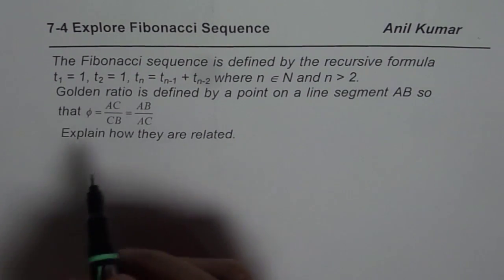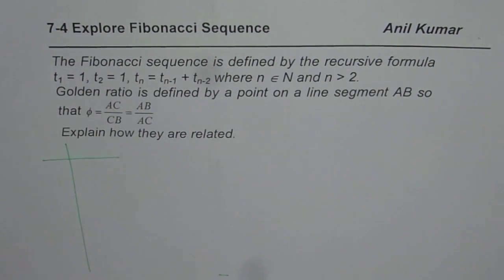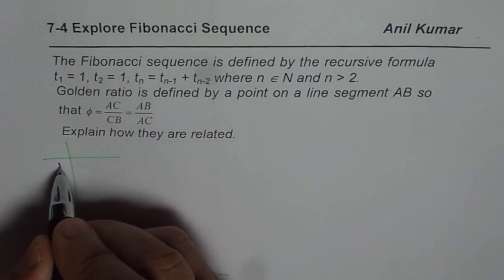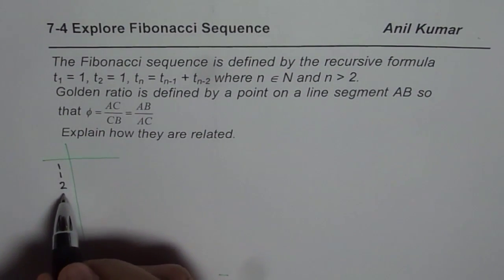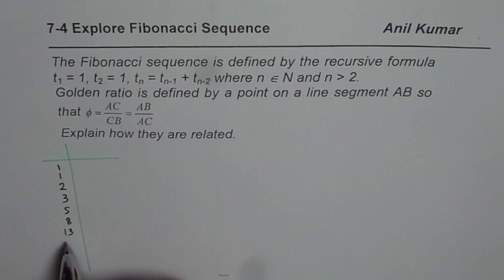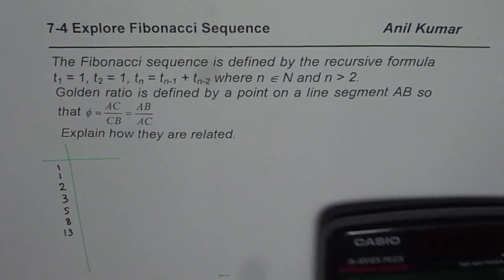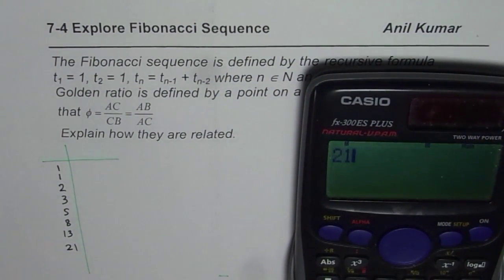So let's begin with the Fibonacci series, right? We'll generate the pattern first, the sequence of numbers. So we'll start with 1 and 1, and then let us add them up. 1 plus 1 is 2, 2 plus 1 is 3, 3 plus 2 is 5, 5 plus 3 is 8, 8 plus 5 is 13. And then we have 13 plus 8. Let's use the calculator also, so that's faster. 21, and then 21 plus 13 equals 34.